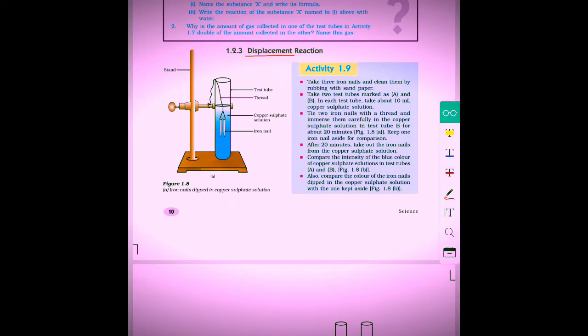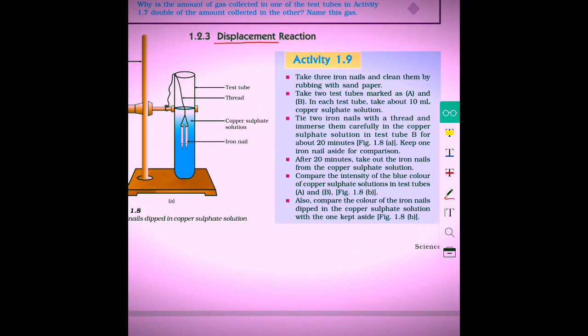Take 3 iron nails and clean them by rubbing with sandpaper. Take 2 test tubes, mark them A and B. Take about 10 ml copper sulfate solution. Tie 2 nails with a thread and immerse them carefully in the copper sulfate solution in test tube B for about 20 minutes. Keep one iron nail aside for comparison.